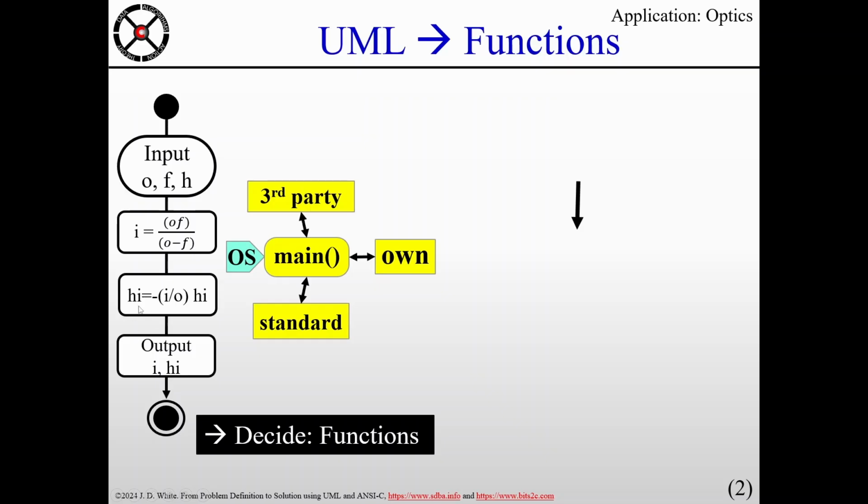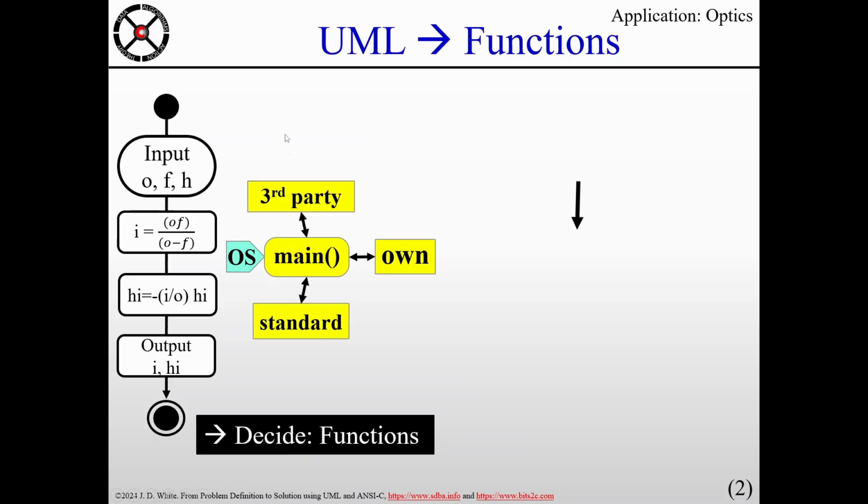We then calculate the height of the image based on the height of the object. Okay, sorry, there's a mistake here. This should be an O, not an I. Okay, sorry about that. By the height of the object. And then I output the image position and the height of the image.